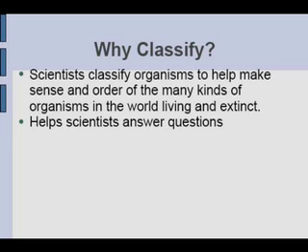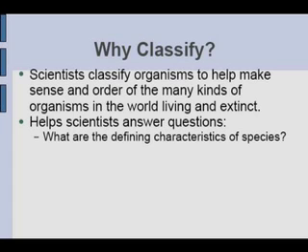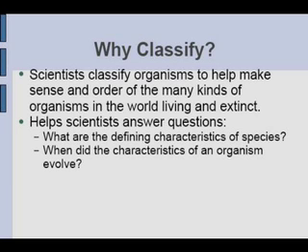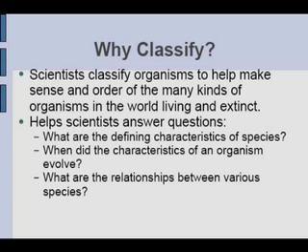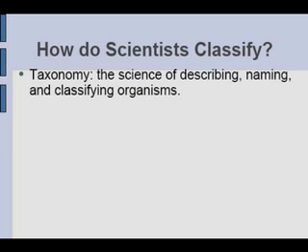Classifying helps scientists answer some questions, like what are the defining characteristics of species? When did the characteristics of an organism evolve? What are the relationships between various species? So we come to the question, how do scientists classify? Scientists use taxonomy, which is the science of describing, naming, and classifying organisms. We will learn this concept in more detail in another lecture.